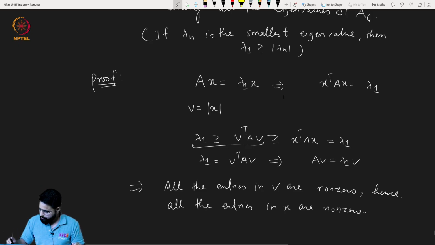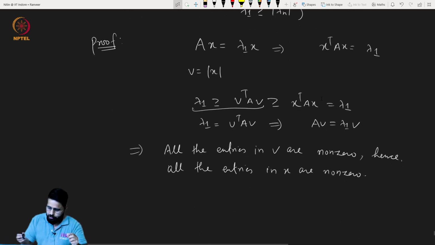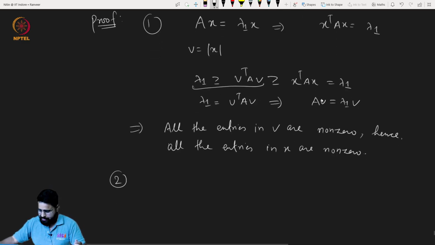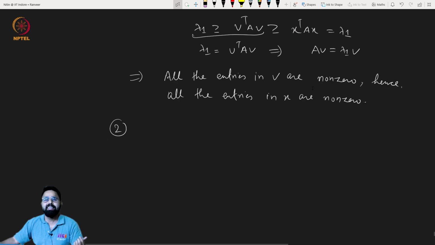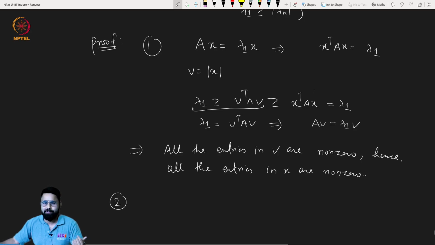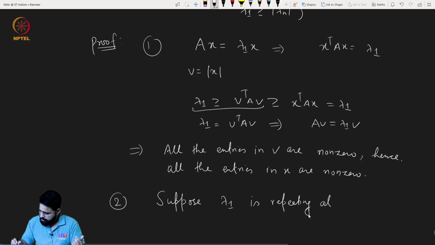Now let us move to the next result. The next result is that the multiplicity of lambda 1 is 1. We can prove it again using contradiction. So suppose lambda 1 is repeating at least 2 times.